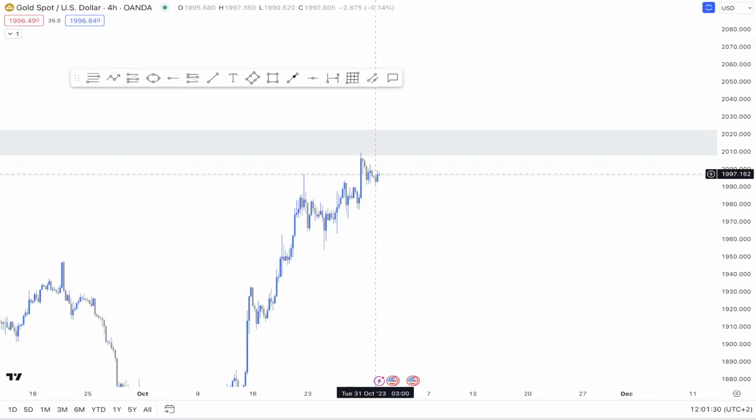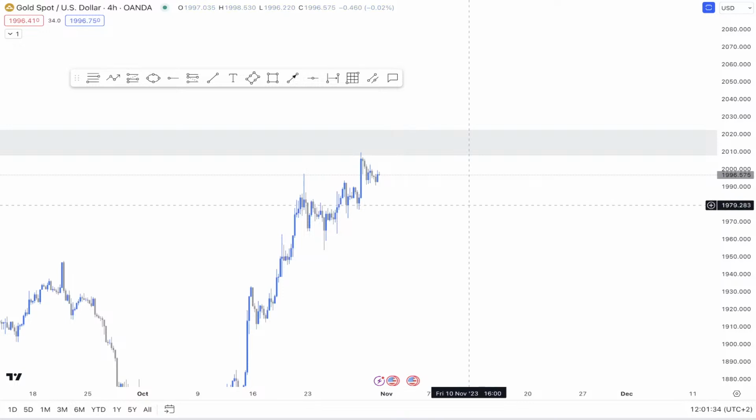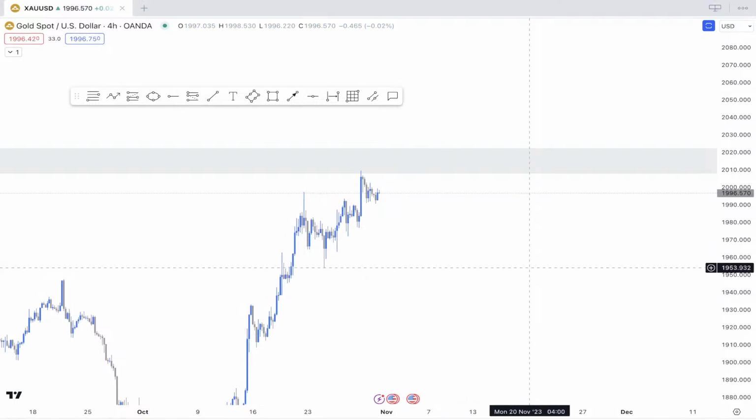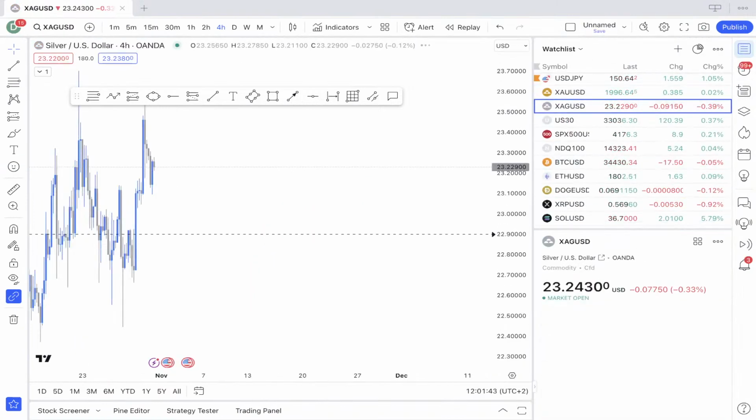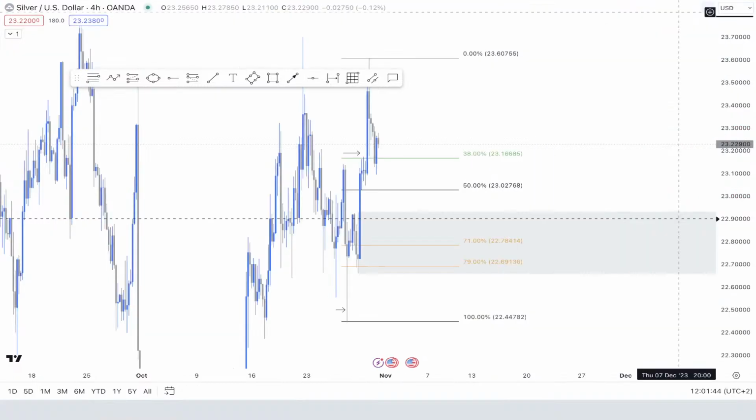Because we can see that price didn't really move since yesterday at all. So that's why we are just going to stay on the sidelines when it comes to gold and leave the price to develop some more. Next up, we have silver. And on silver, we have a possible buy limit opportunity.